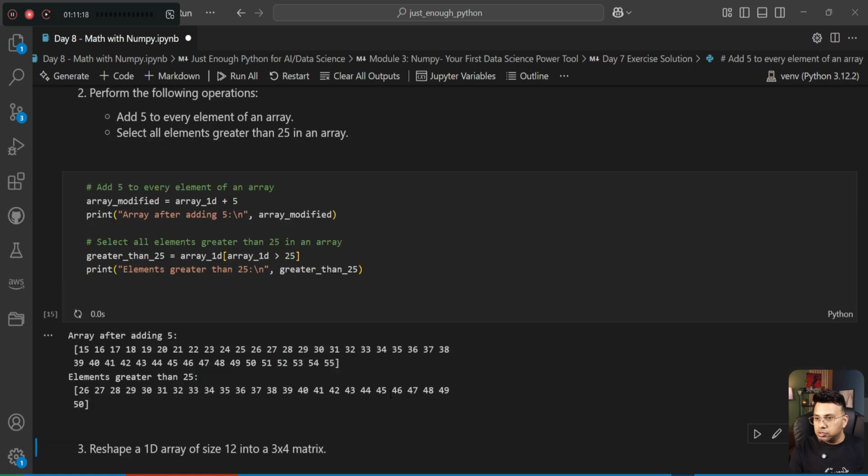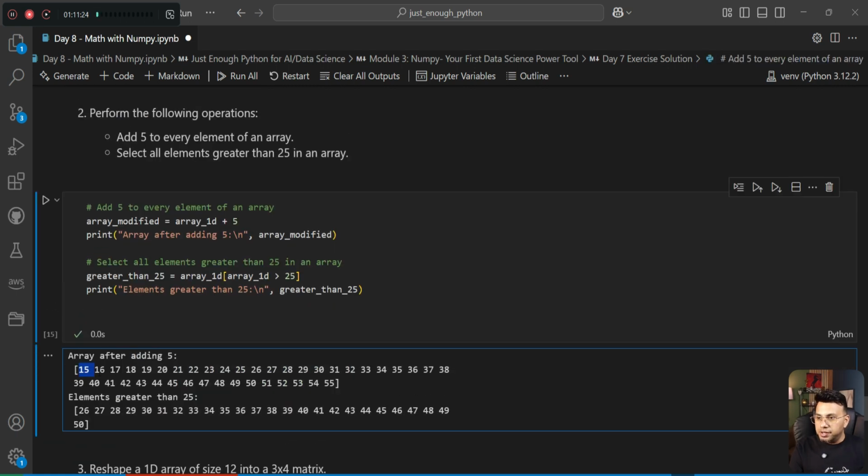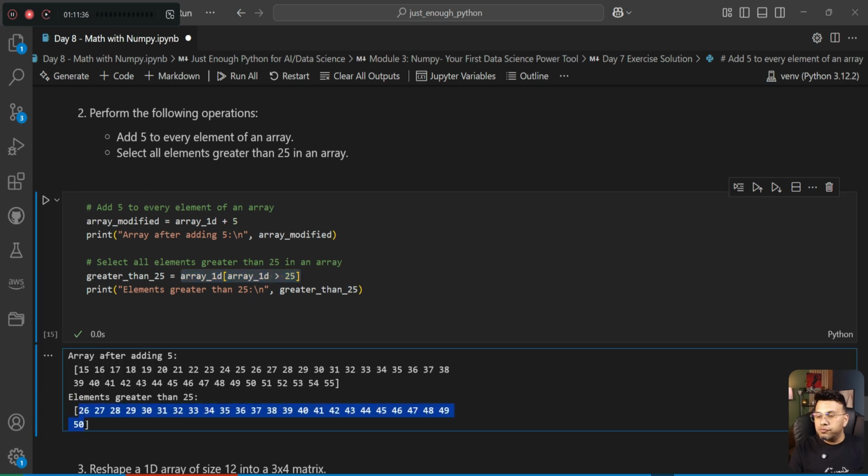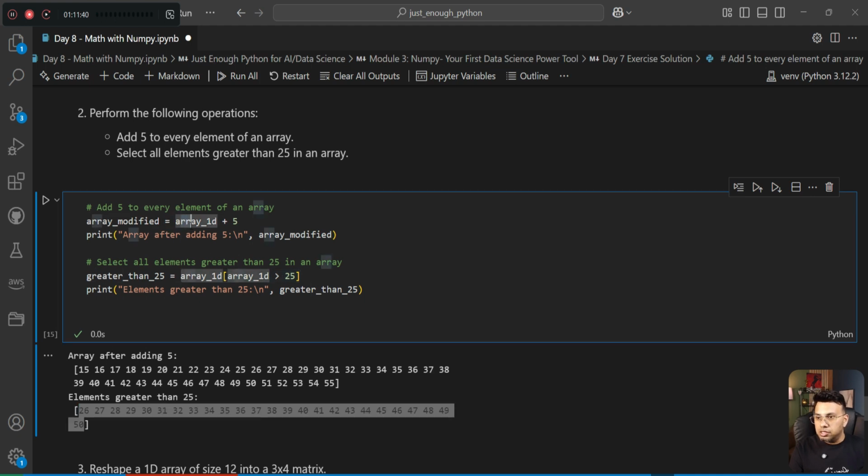Let's execute this code. So here we get an array with elements from 15 to 55. And then with this, we get all the elements which are greater than 25. So we get from 26 to 50 on the original array, which is array_1D.